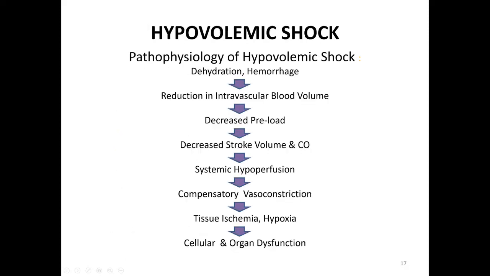Now, hypovolemic shock, its pathophysiology, which is shown in flow chart. There is dehydration or hemorrhage resulting in reduction in intravascular blood volume, which leads to decreased preload, which again results in decreased stroke volume and cardiac output.